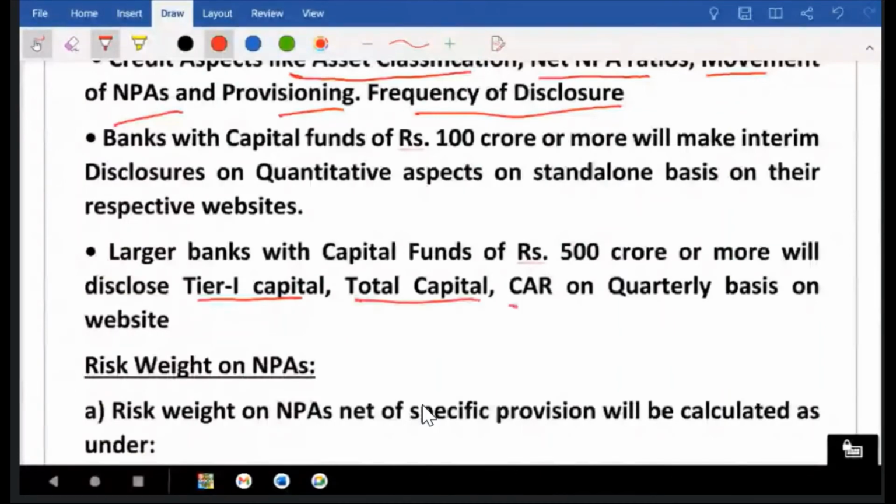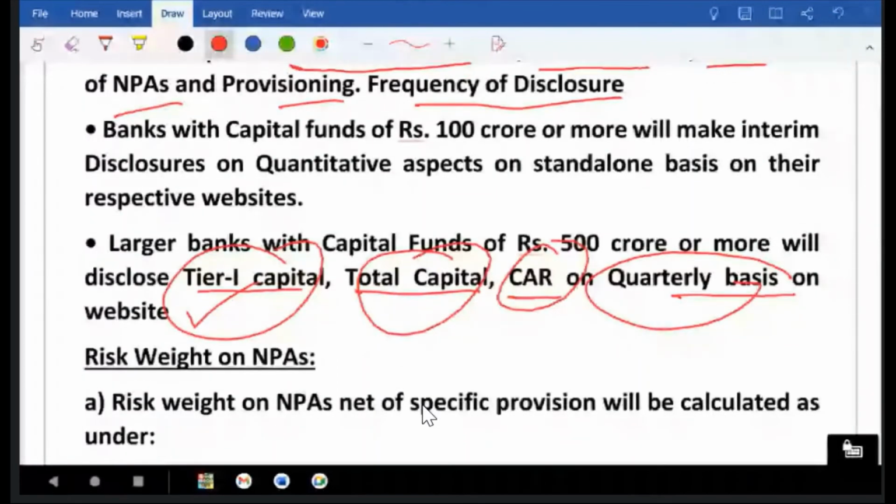That means all banks nowadays, big banks, prepare the balance sheet in the financial year and disclose it on the website. They publish it in the newspaper, but in addition to that, on a quarterly basis also they have to disclose their Tier 1 capital, Tier 2 capital, and CAR. Now there is also risk weight on NPAs, because nowadays all banks are focusing on NPA, because NPA should not increase.